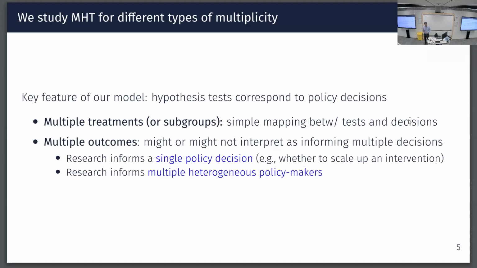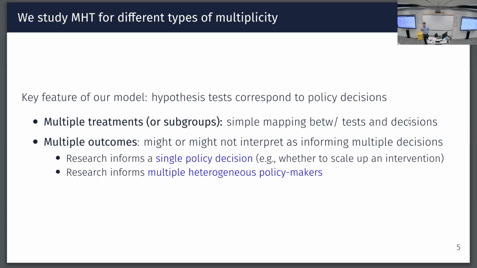So as I mentioned before, to think about hypothesis testing, we take a stand of a decision-making perspective where each hypothesis corresponds to a given decision. And this is clear when we have multiple treatments or multiple subgroups. So if I'm going to test the effect of a drug on a given subgroup, now this is going to have a policy implication of whether the drug is approved or not approved for that particular subgroup. So each test corresponds to one decision.